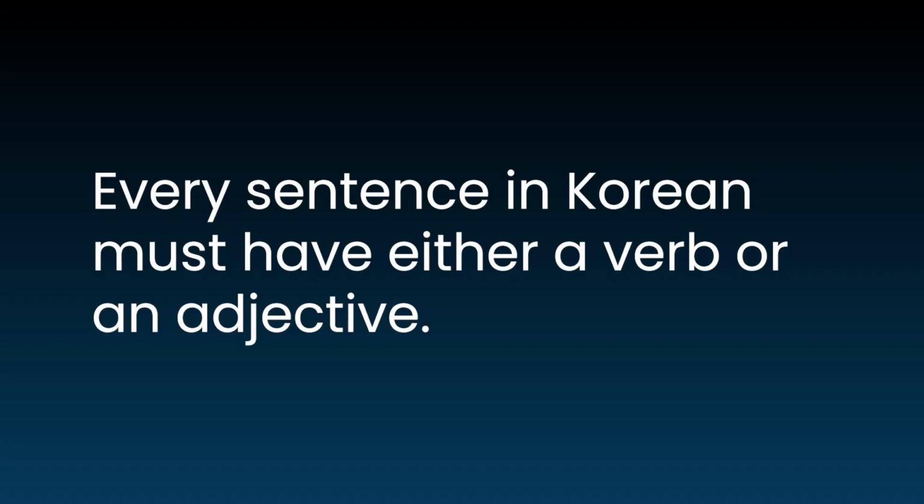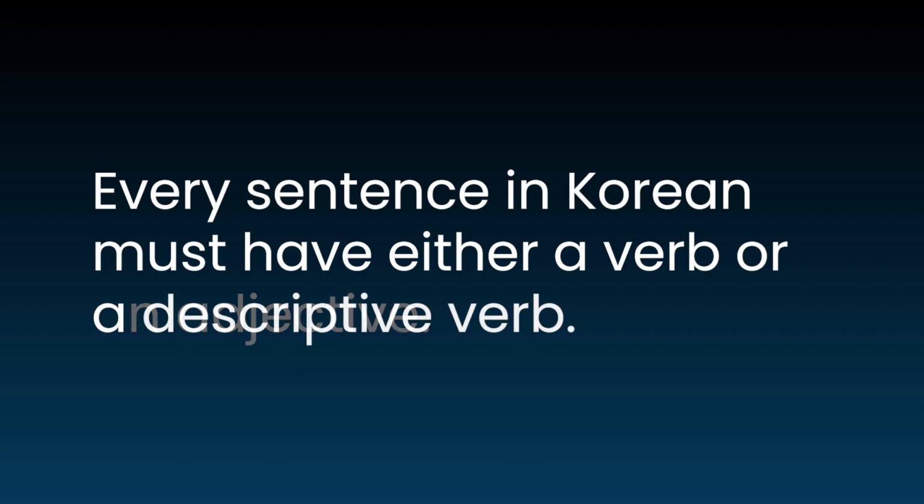So number 1 is that every sentence in Korean must have either a verb or an adjective. And when I'm talking about adjective, I'm talking about descriptive verbs. So every sentence must have an action verb or a descriptive verb. Now, before I go on to explaining the two, let's just take a step back and look at English first, and then we will compare the English to the Korean to help you understand better.